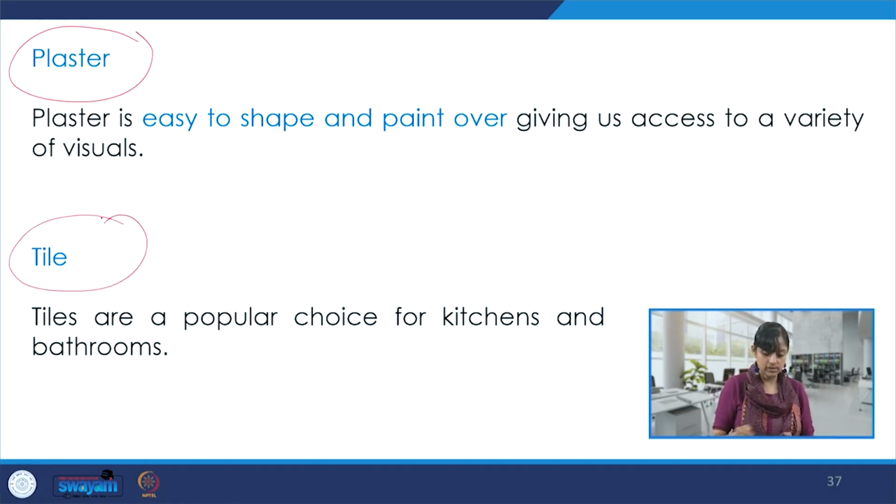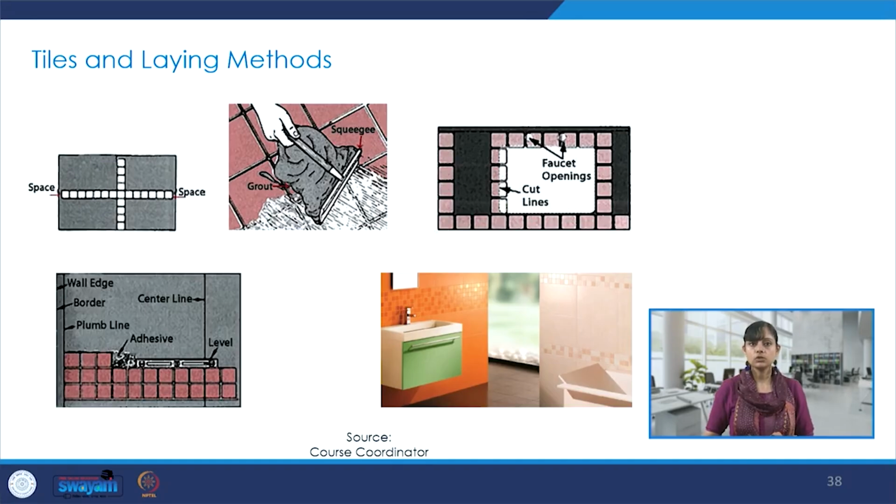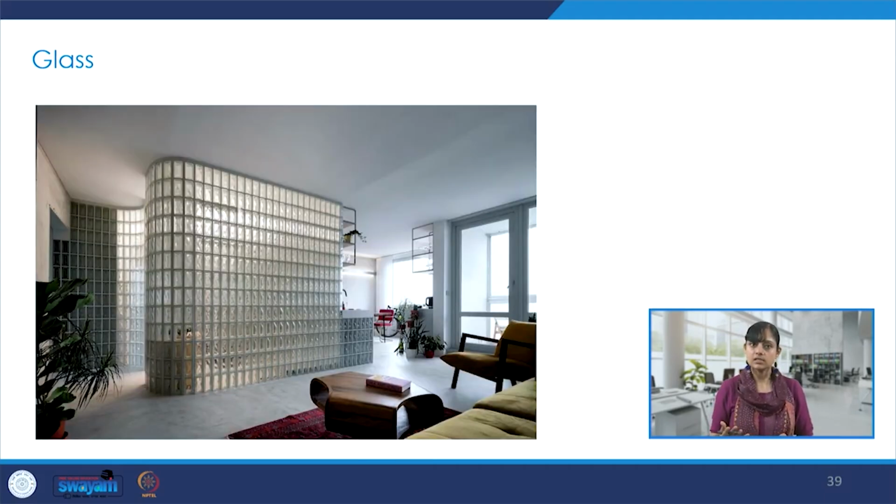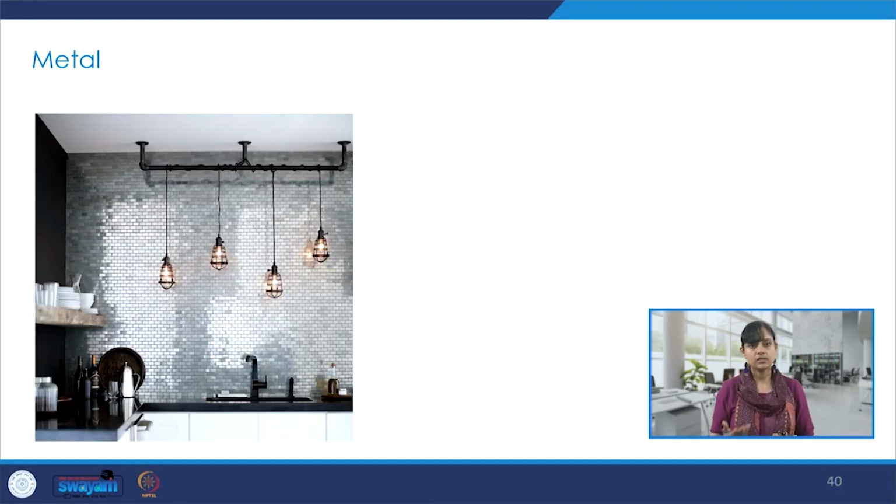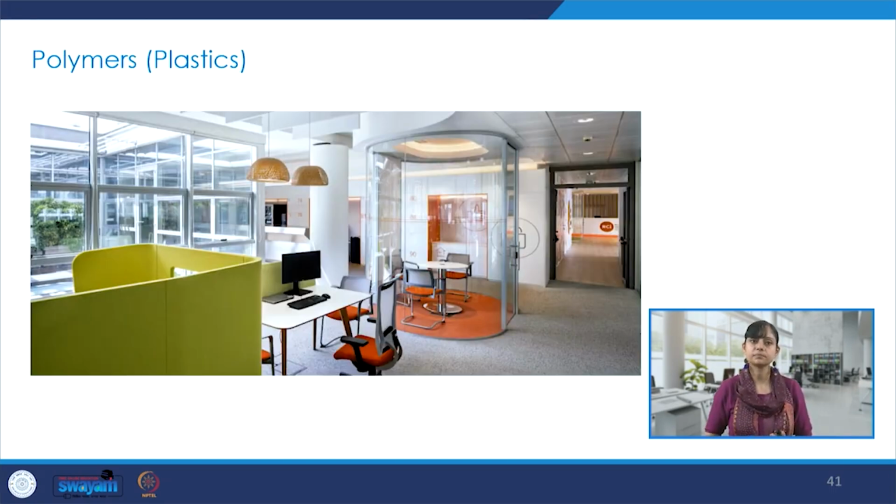Of course, there is tiling, which is very, very popular. We also saw the laying methods associated with tiling and why they are very crucial to achieve a good finish on the floor. Glass, again: how it is used as a finishing material and how it is installed within interior spaces, some examples of that. Metal is also used very popularly these days. It gives a very interesting finish and appearance.